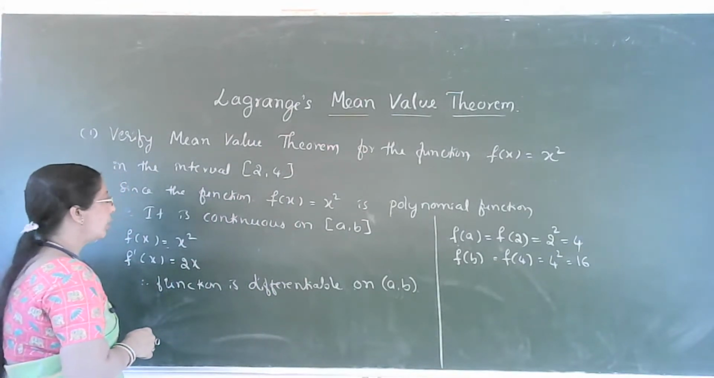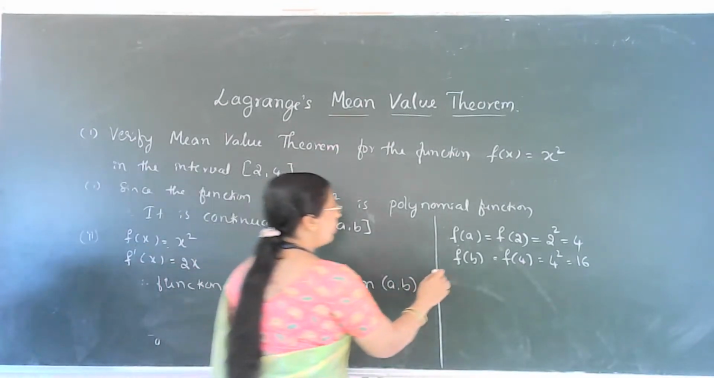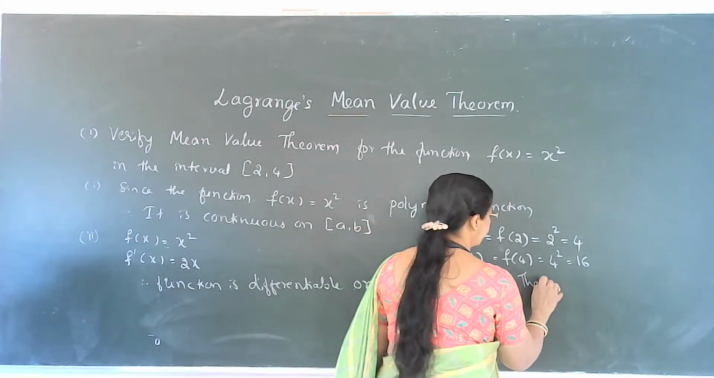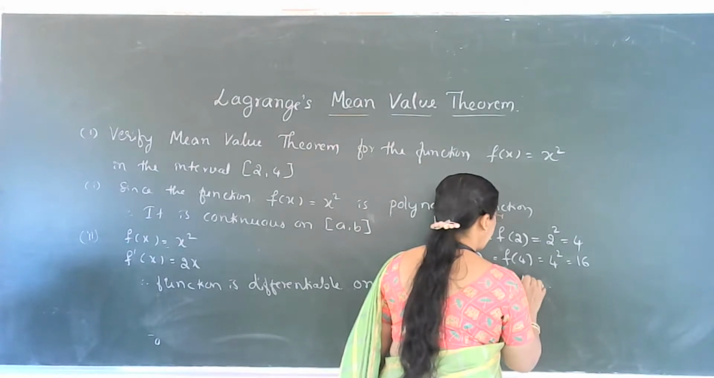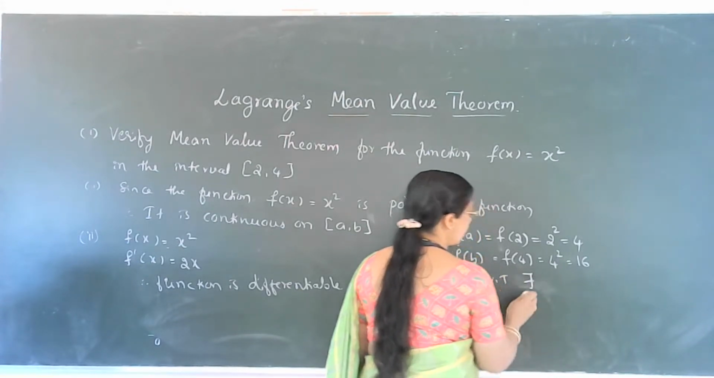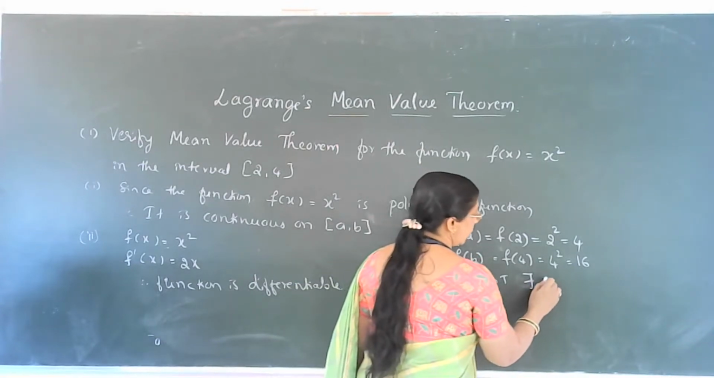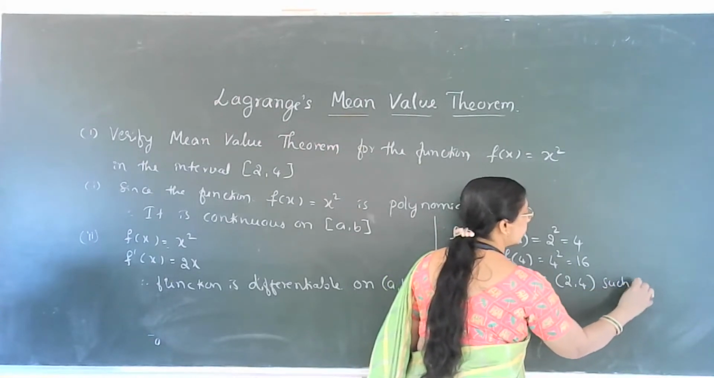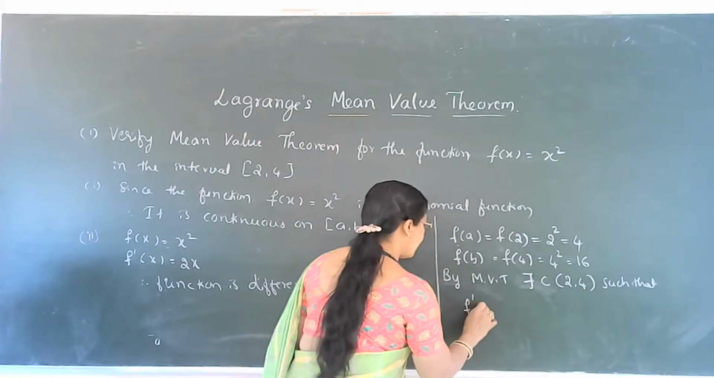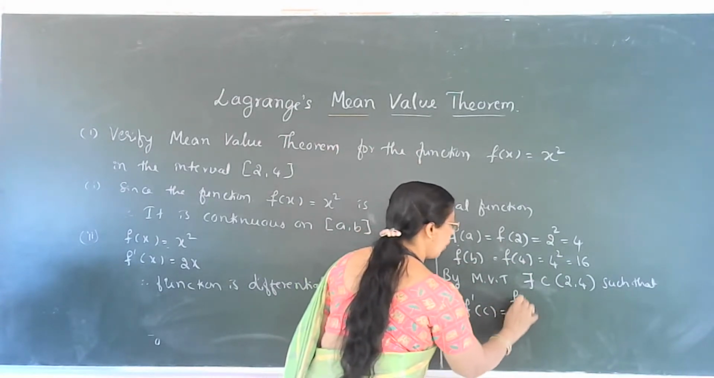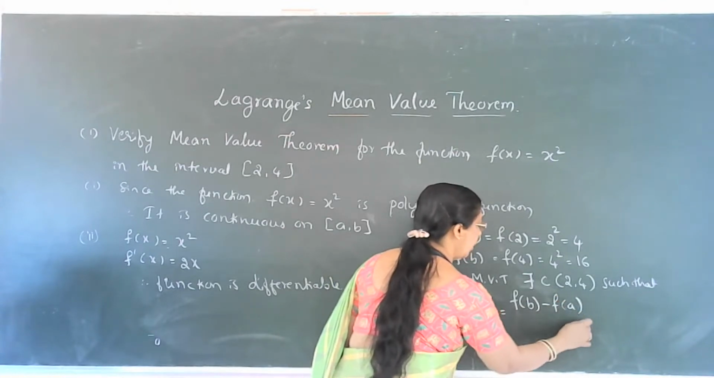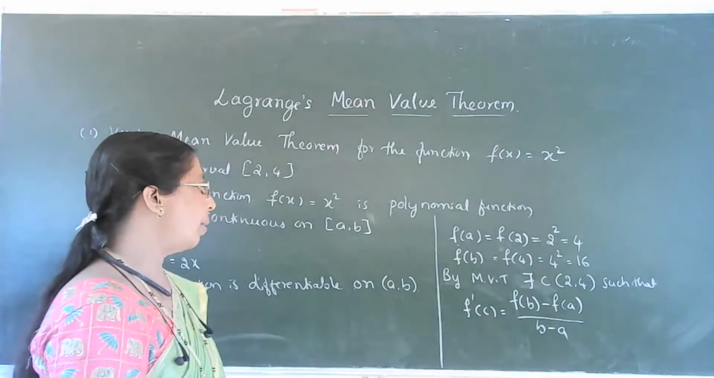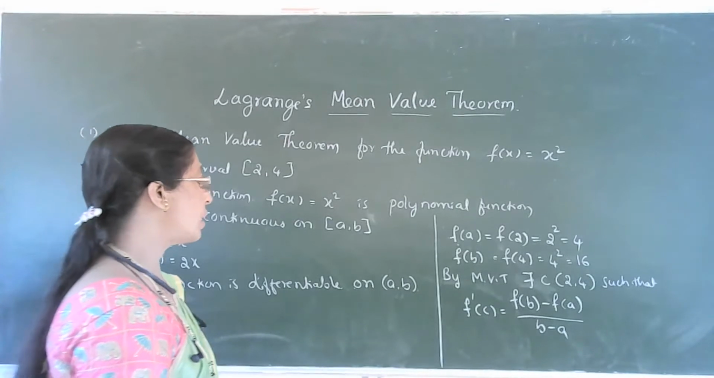Then there exists, the symbol implies there exists, c belongs to (2, 4) such that f dash c is equal to f of b minus f of a divided by b minus a.